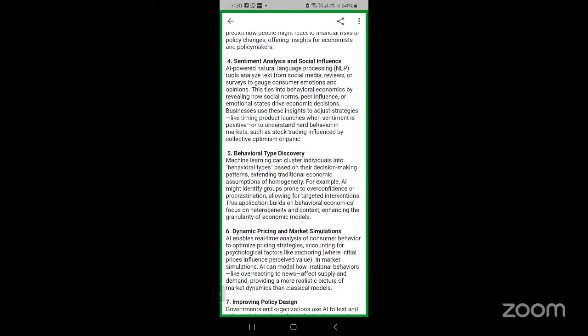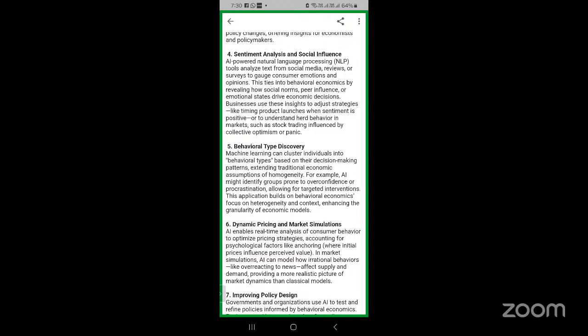Behavioral type discovery. Machine learning can cluster individuals into behavioral types based on their decision-making patterns, extending traditional economic assumptions of homogeneity. For example, AI might identify groups prone to overconfidence or procrastination, allowing for targeted intervention. This application builds on behavioral economics' focus on heterogeneity and context, enhancing the granularity of economic models.